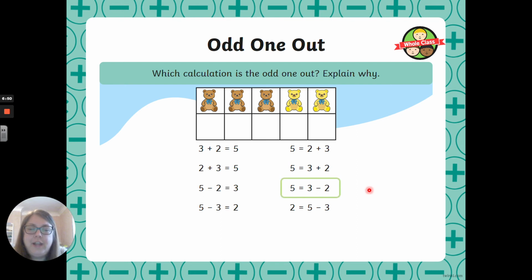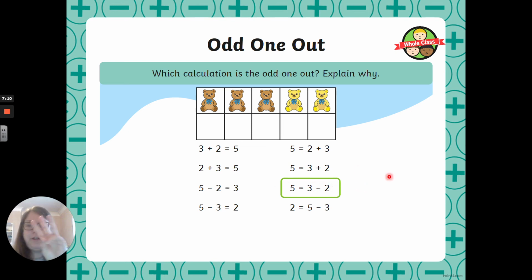So let's have a look. It is this one, did you get it right? So why is it this one? Well, it says 5 equals 3 add 5 equals 3 take away 2. I wanted to say it correctly then, didn't I? Does 3 take away 2 equal 5?